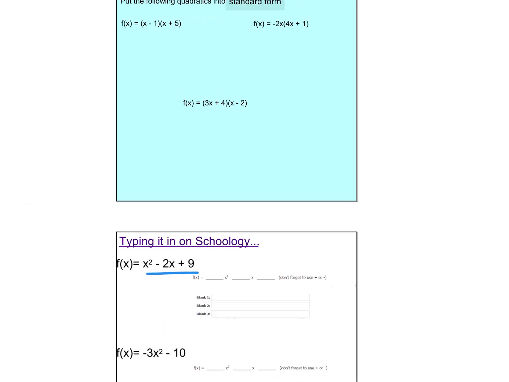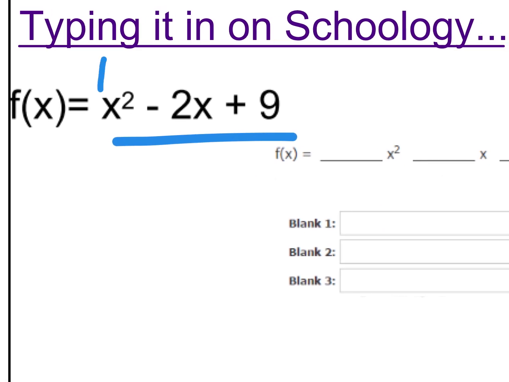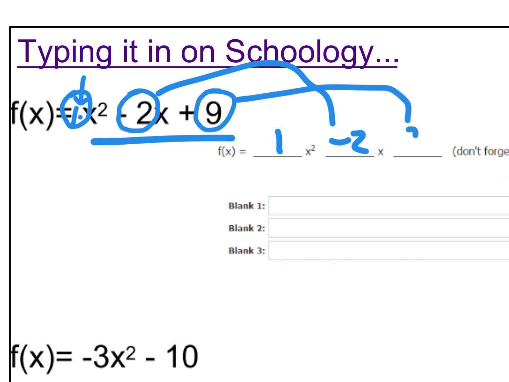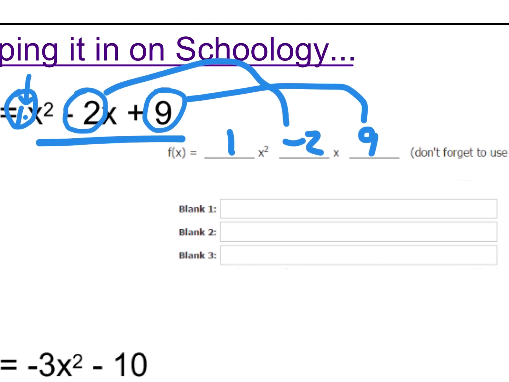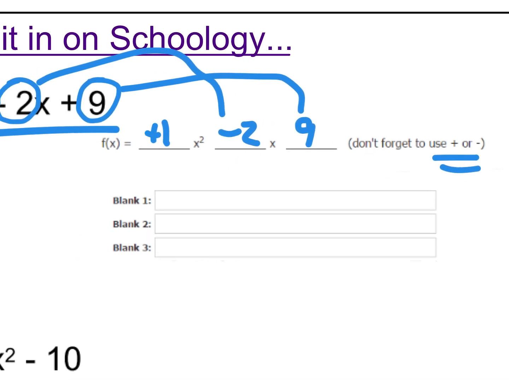Get to this page. If you were going to type your answers into Schoology for today and you just multiply the problem all the way out, then there's a number here that you're not even seeing, and it's a 1. I hope you know by now. If there's no number there in front of an x, you could call it a 1. There's a -2 here, and there's a 9 here. And so those are the numbers you would put: 1 here, -2 there, and 9 last. Oh, don't forget to use plus or minus. +1 and +9.